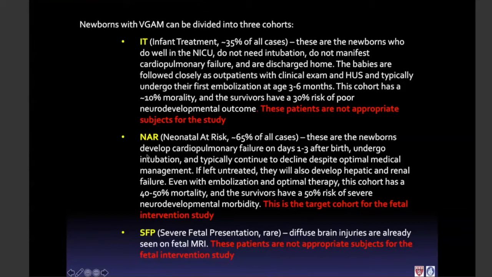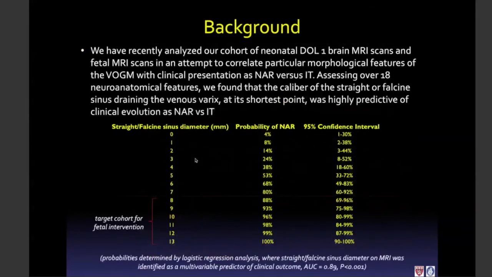So really the group we want to focus on is this middle group, the neonatal at-risk group. That's about the 2/3 of all fetuses with vein of Galen malformation who will present severely as neonates with overwhelming heart failure. They're the ones who have the near 50% mortality, and in the survivors, they have a high rate of severe neurocognitive outcome as well. So that's the appropriate cohort. Identify those patients in utero so that we know that we could target fetal therapy to them.